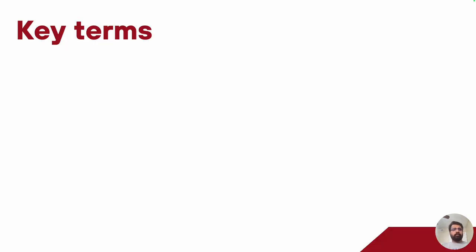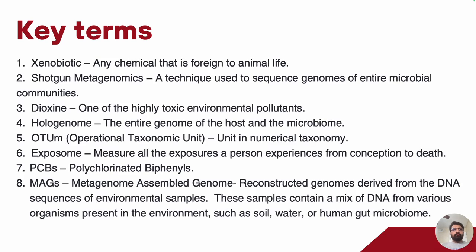Next, I would like to quickly go over some of the key terminology that we use in the study. The first one is xenobiotic. Xenobiotic means any chemical that is foreign to animal life. That could be a pollutant or any type of pollutant that we are talking about.